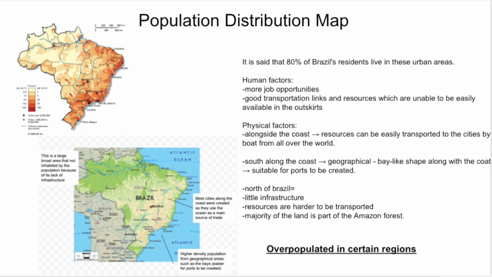The reason many people migrate to the cities is that they have more job opportunities than the rural areas. The urban areas also have good transportation links and resources which are not easily available in the outskirts.